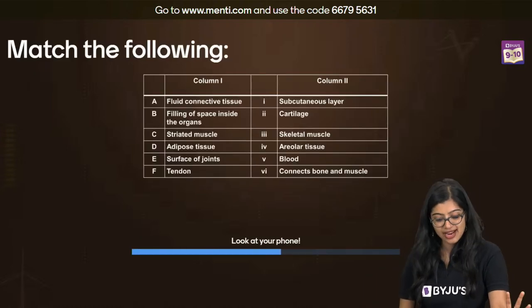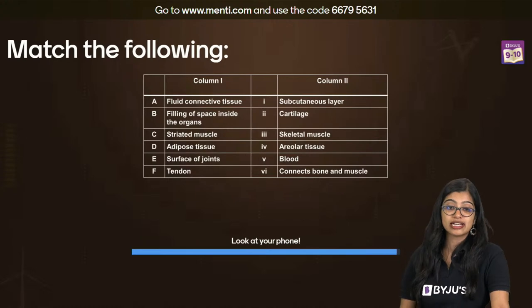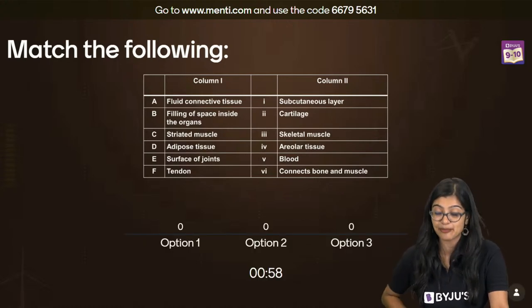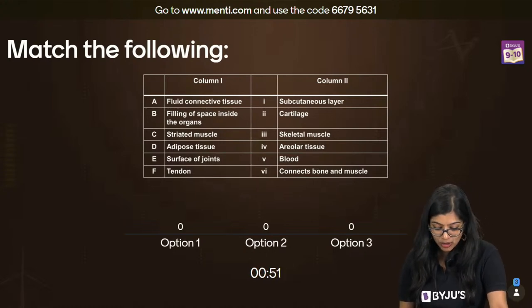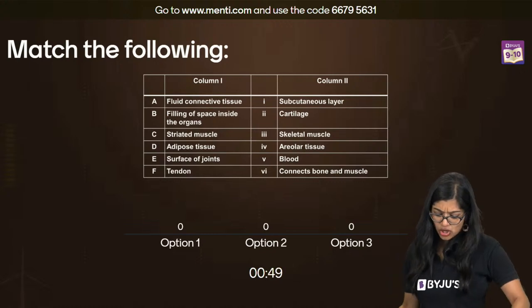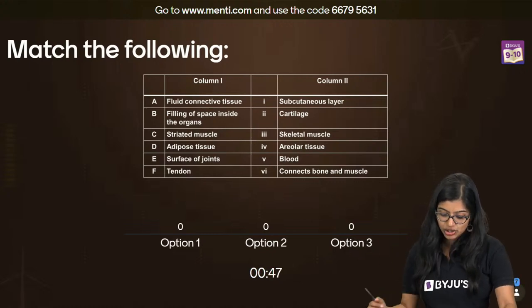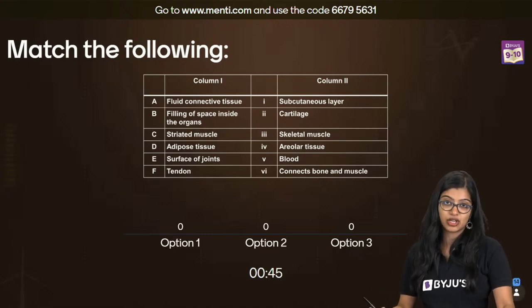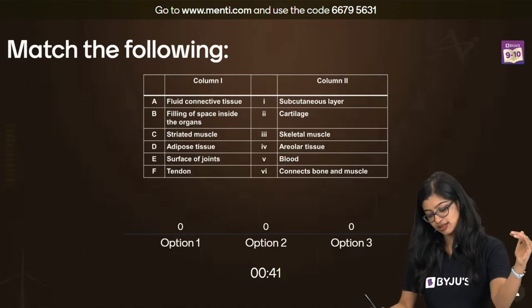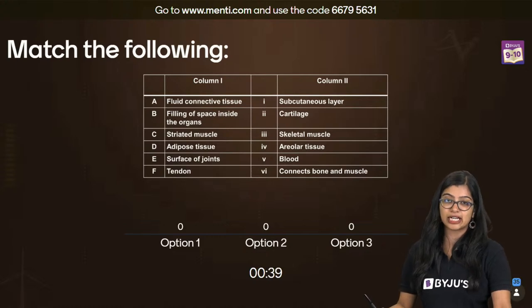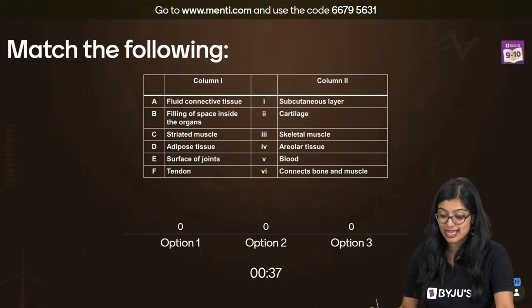You have five or six options, and this is all on connective tissue, and this again is an exemplar question. So: fluid connective tissue, filling of spaces inside the organs, striated muscles, adipose tissue, surface of joints. Okay, there has been another glitch here because it says option 1, 2 and 3, but the options are not uploaded. So in this case, all of you just go ahead and mark. We've had another glitch in match the following as well.